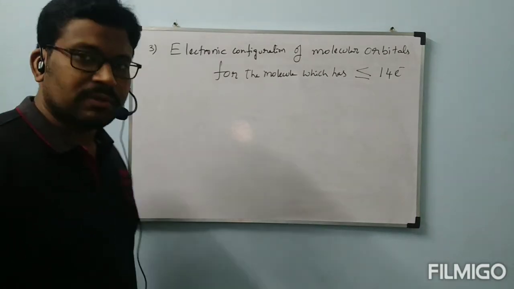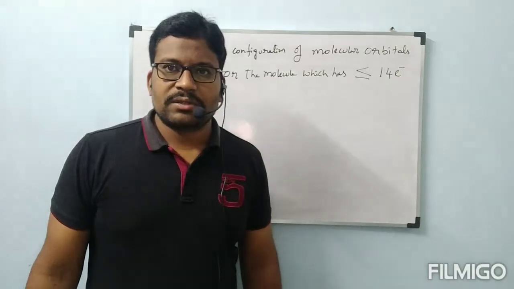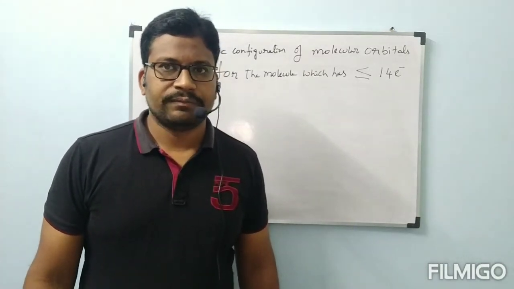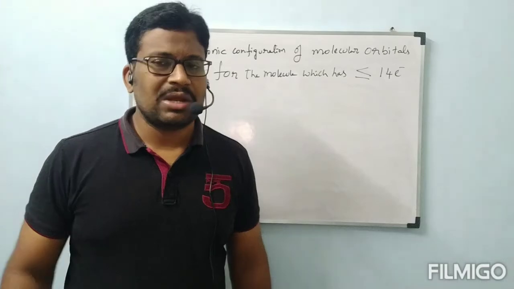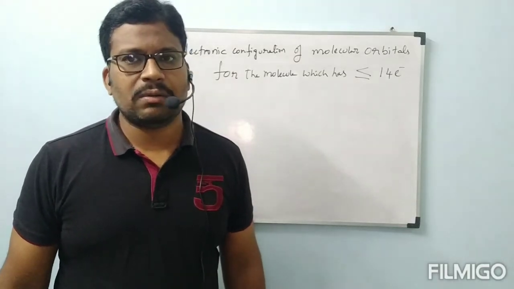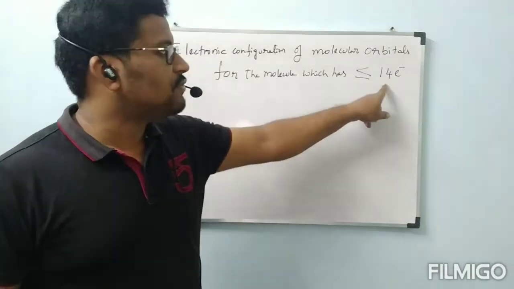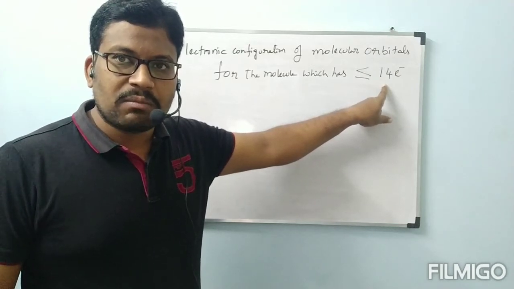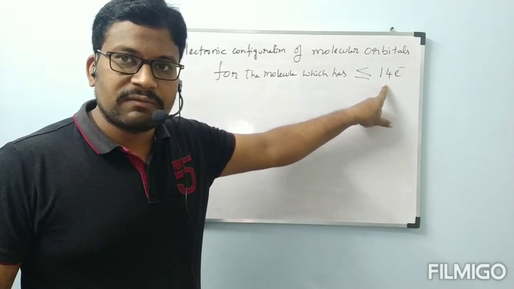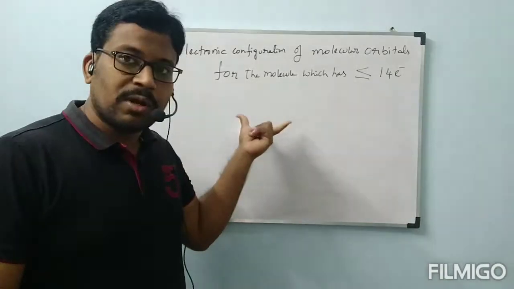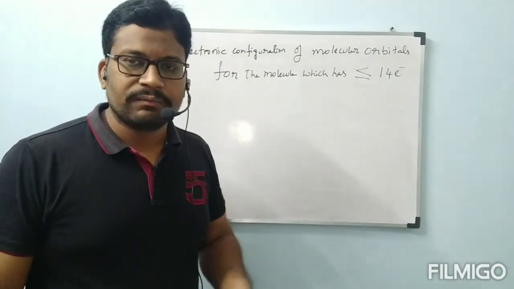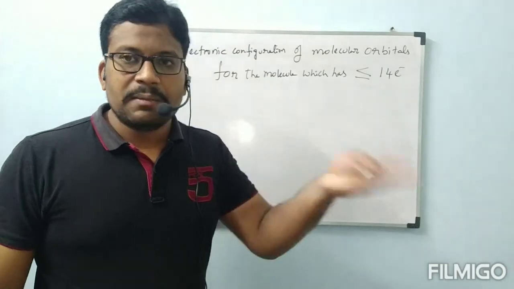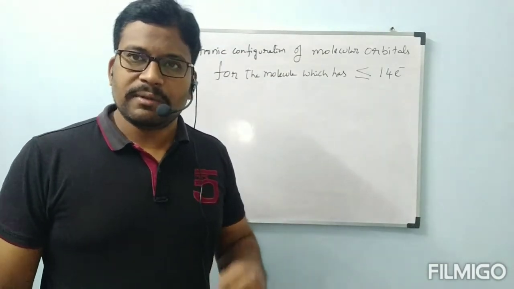Okay, suppose the example N2. Nitrogen, two nitrogens are there. One nitrogen has 7 electrons. Second nitrogen also has 7 electrons. Total number of electrons in that N2 molecule is 14 electrons. So to write the molecular orbital electronic configuration for the N2 molecule, we have to follow a configuration. Once this electronic configuration is completed, immediately we will go to examples. Then you will be more clear.